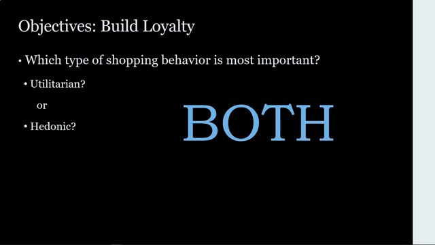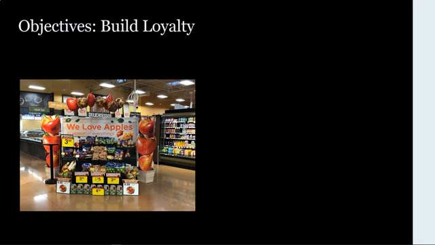Other individuals will go to the exact same store and they will engage in hedonic shopping. These individuals enjoy the entire shopping experience. Retailers must make sure that they are accommodating both types of shoppers to develop loyalty. Let's use a grocery store as an example. Kroger has various displays of fresh food, soda, chips, baked goods, etc. throughout the store for their hedonic shoppers.